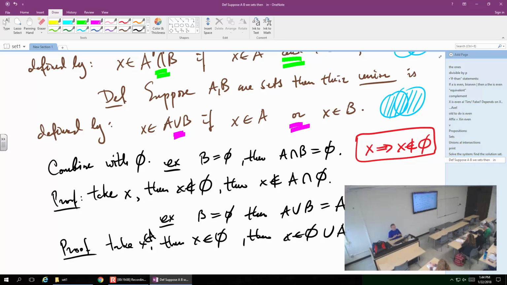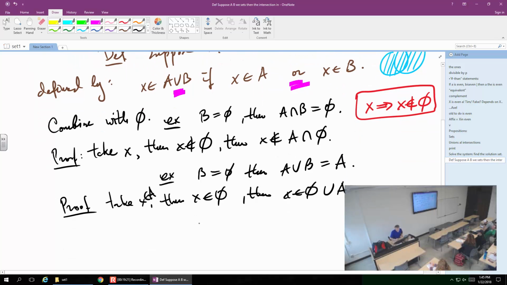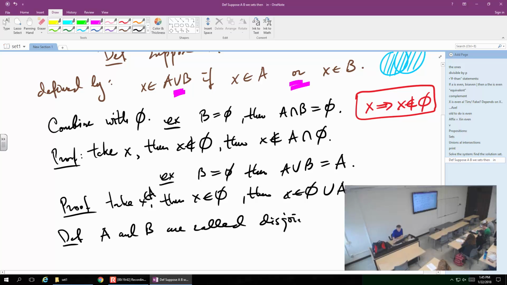Because it has to belong to one or the other, right? So if it belongs to A, then we're okay, even though it does not belong to the other. In that fashion, you can do a lot of other things. But before we do the next one, I just want to illustrate a very important concept of disjoint sets. A and B are called disjoint if they have empty intersection.